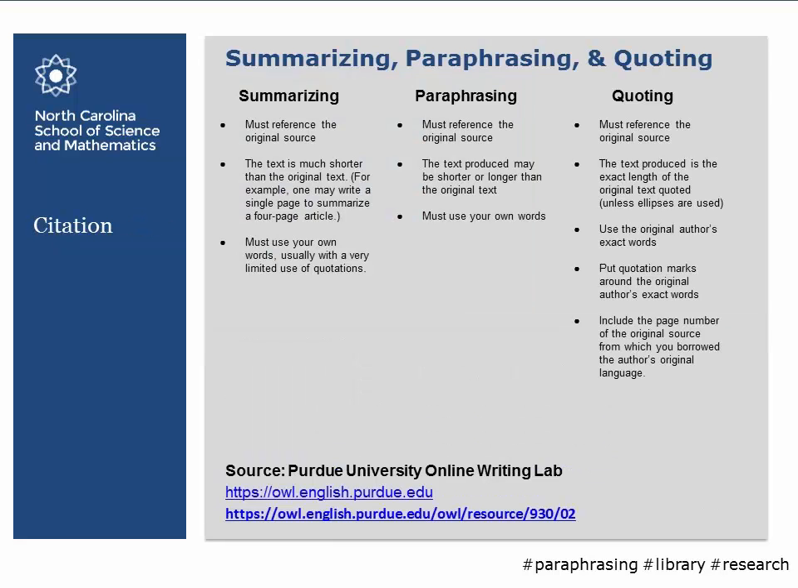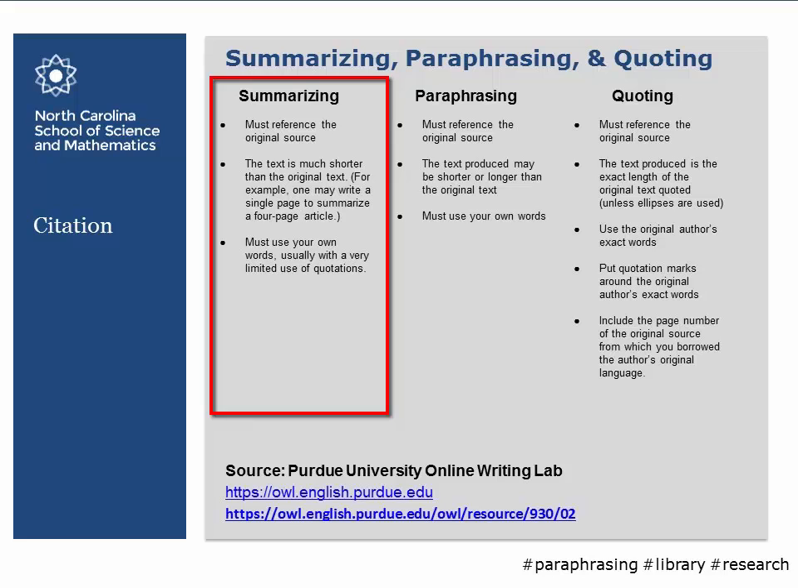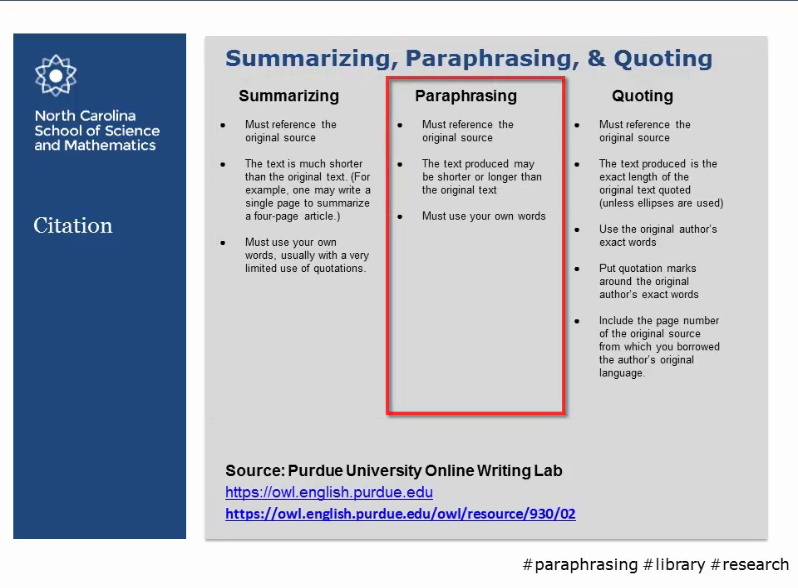We are here to help you avoid fraud and plagiarism. There are 3 ways to give credit when citing research or ideas that are not your own. Summarizing. You must reference the original source. The text is much shorter than the original text. For example, one may write a single page to summarize a 4-page article. You must use your own words, usually with very limited use of quotations.